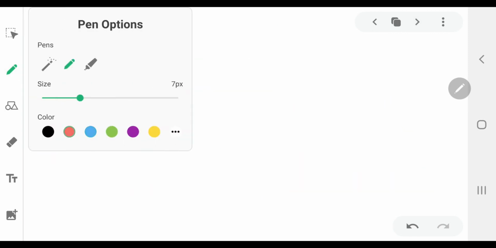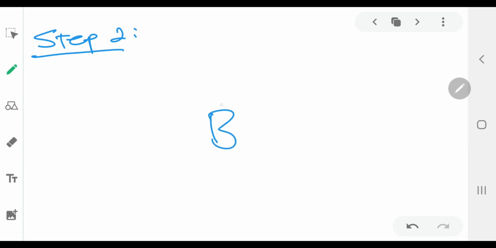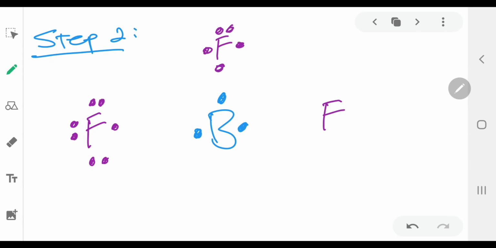Okay, so the Lewis dot symbol for boron is this, and you have fluorine: 1, 2, 3, 4, 5, 6, 7, for each of the three fluorine atoms. Okay, so you get another 1 mark for the correct Lewis dot symbol.